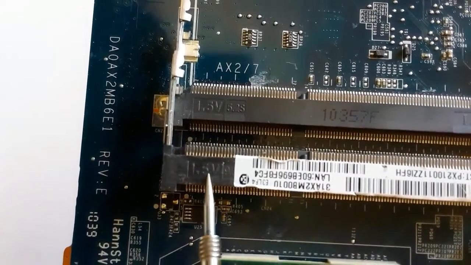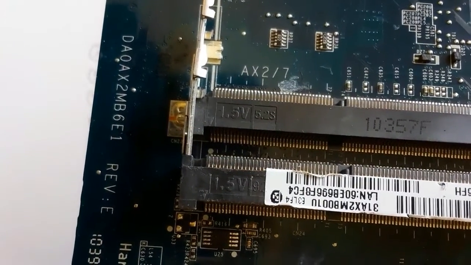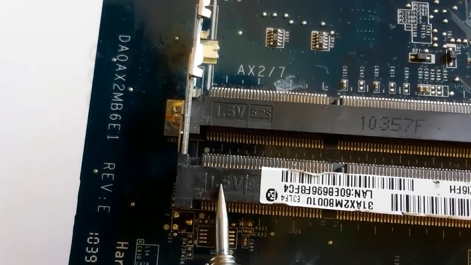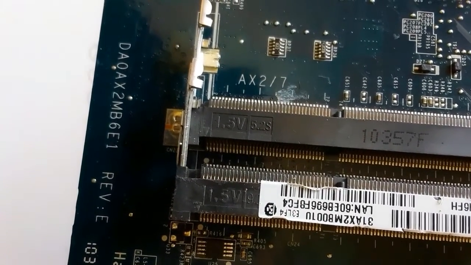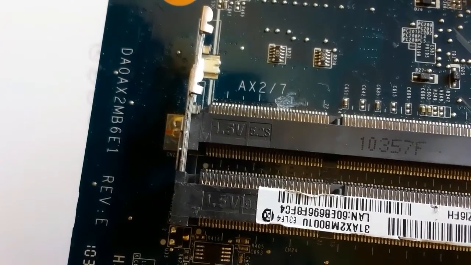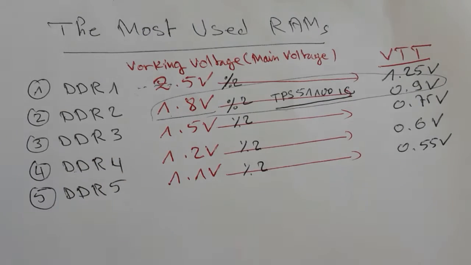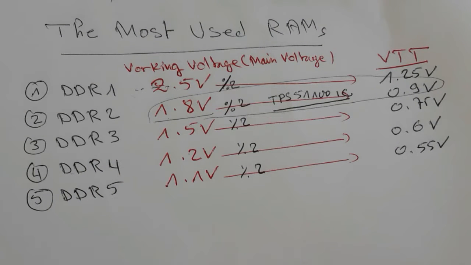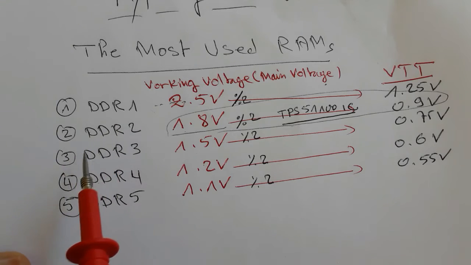As you can see, we have 1.5 volt. Okay. As you can see, 1.5 volt. So 1.5 volt is the working voltage or the main voltage for DDR3 RAM. Okay, so always in the slot of every RAM, you will find its working voltage. Okay, so to summarize, there are 5 main RAMs: DDR1, as you can see, DDR2, 3, 4, and 5.